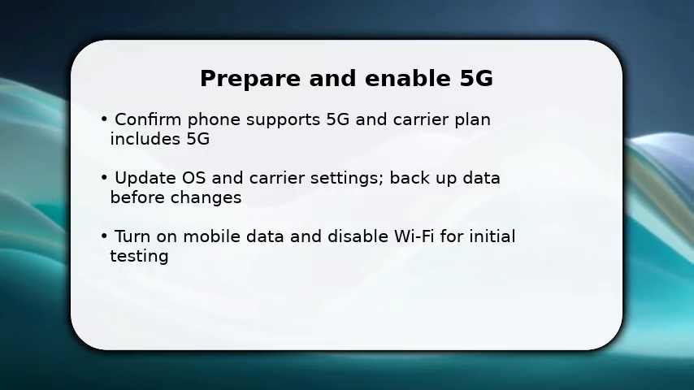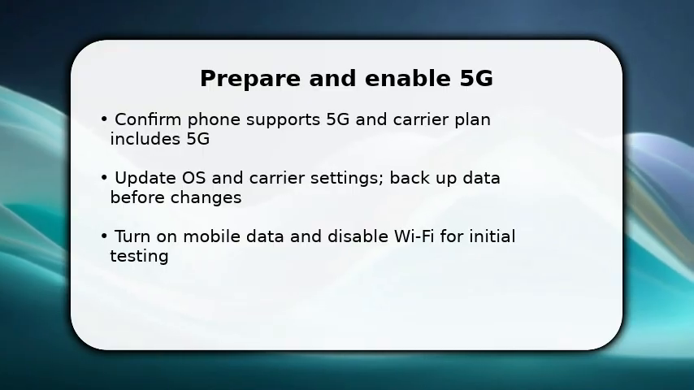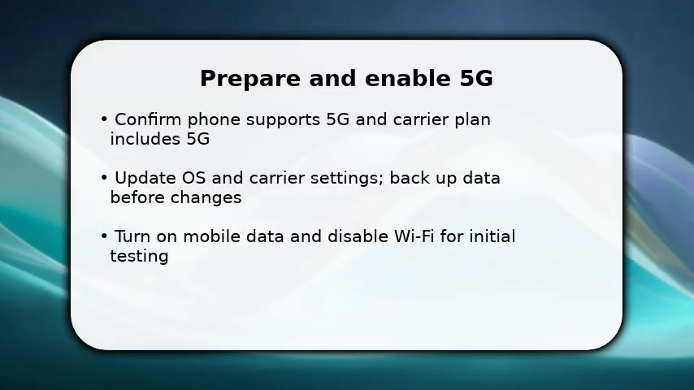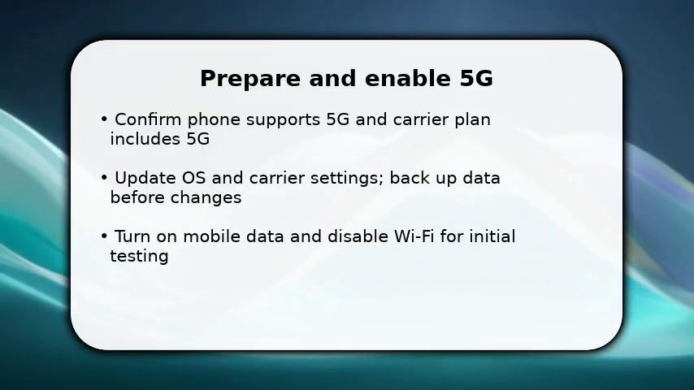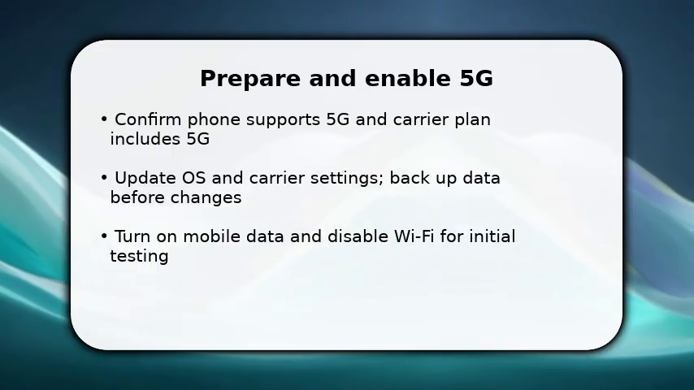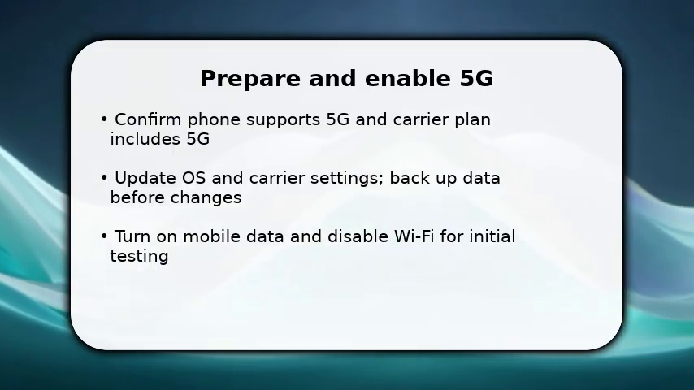Next, enable mobile data and turn off Wi-Fi to force a cellular connection, and watch the status bar for the 5G icon. These immediate actions begin the switch and expose any obvious blockers.